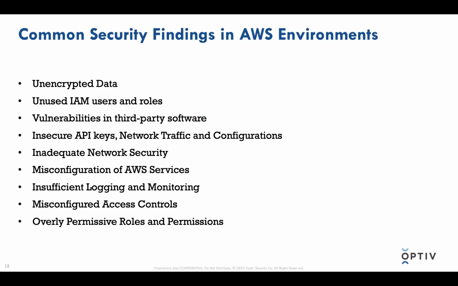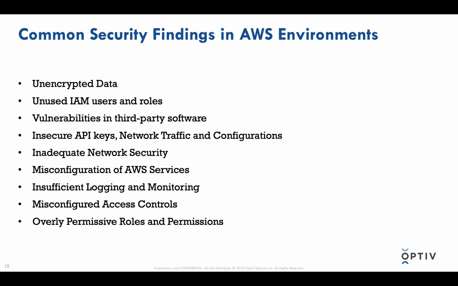In this slide, we'll be discussing the common security findings that were identified during assessments of AWS environments. These findings shed light on potential vulnerabilities and risks that need to be addressed to ensure the security and integrity of the AWS environment. The first finding is related to insecure data storage. Storing sensitive data in unsecured or publicly accessible locations such as S3 buckets or databases can expose the data to unauthorized access. It is essential to secure these storage repositories and implement proper access controls to protect the confidentiality of your data.